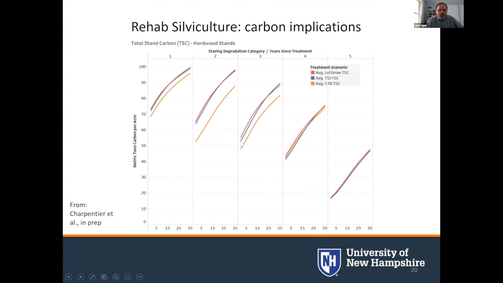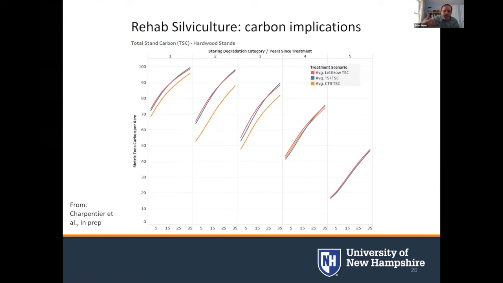What's unusual for a lot of this modeling that Bill and I do is that you almost never see the managed scenario exceed the unmanaged scenario. And here, after about 25 years, we start to see that happening. It's minimal at this point, but at the very least, it shows that there's minimal impact on carbon stocks. Over time, and this is what we're trying to look at in more depth right now, we want to understand how these longer term dynamics might play out.